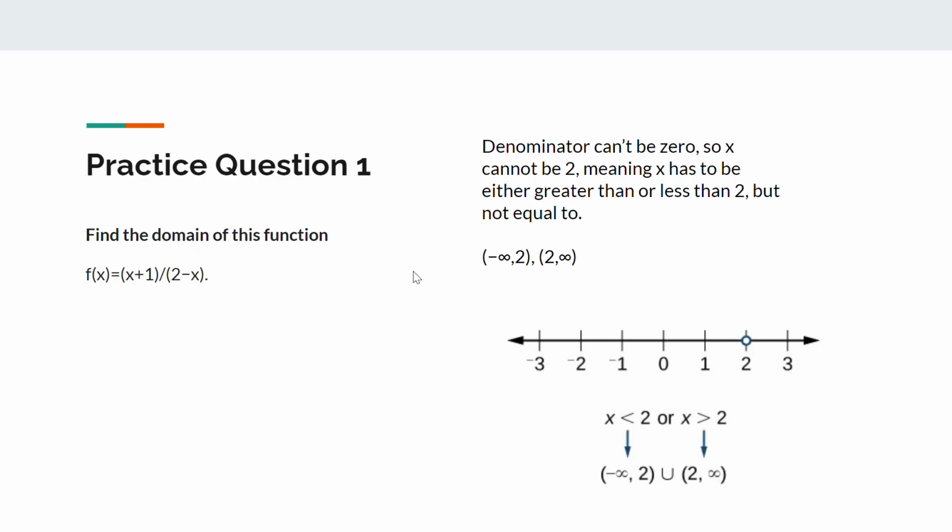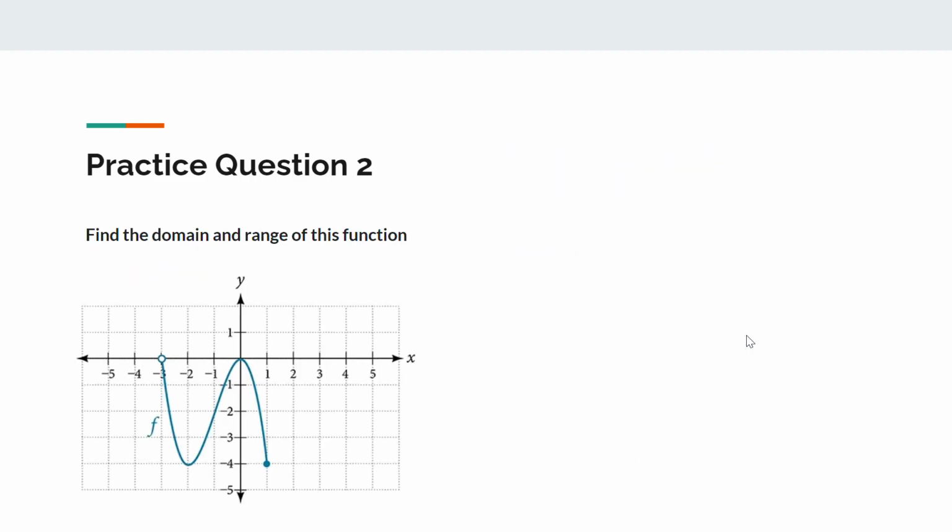It's going to be parentheses, negative infinity, comma 2, parentheses, because 2 is not included, and 2 all the way to positive infinity, right? And we use an open circle here because 2 is not included. For the second practice question, find the domain and range of this function. I'll give you guys 30 seconds again, starting from now.